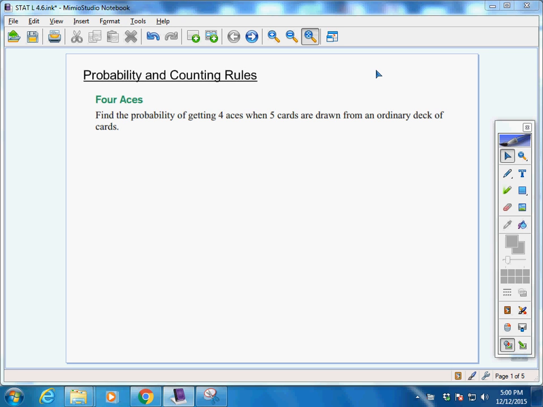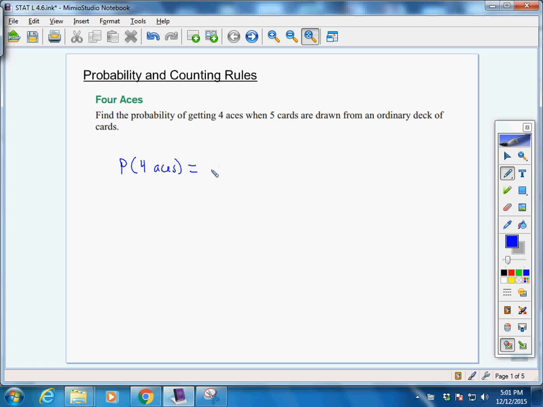So we have an ordinary deck, there's 52 cards in it, and there's 4 aces, the ace of hearts, diamonds, spades, and clubs. So what we want to do is find the probability that we're going to draw 4 aces out of the 5 cards we draw. Let's start out with our total number, because remember, probability is the events we want to have happen over our total.